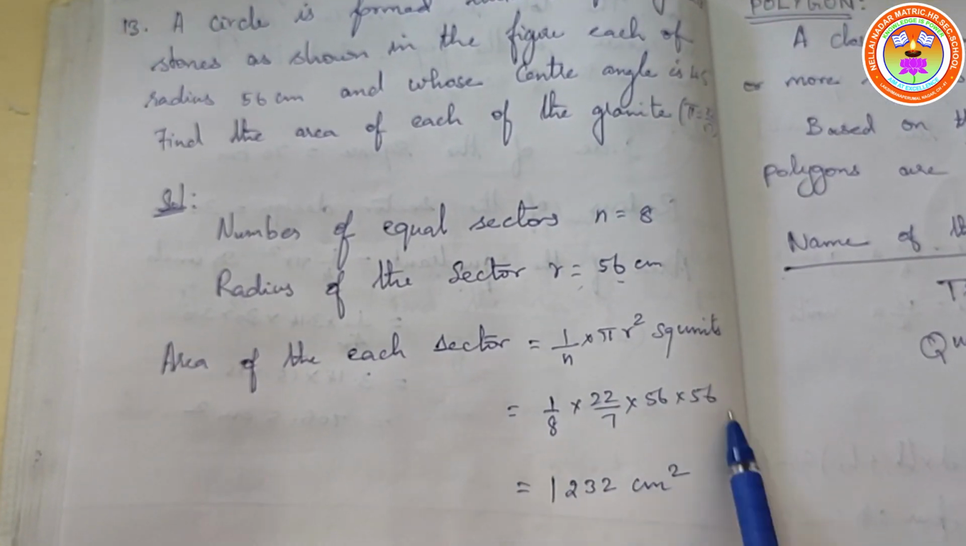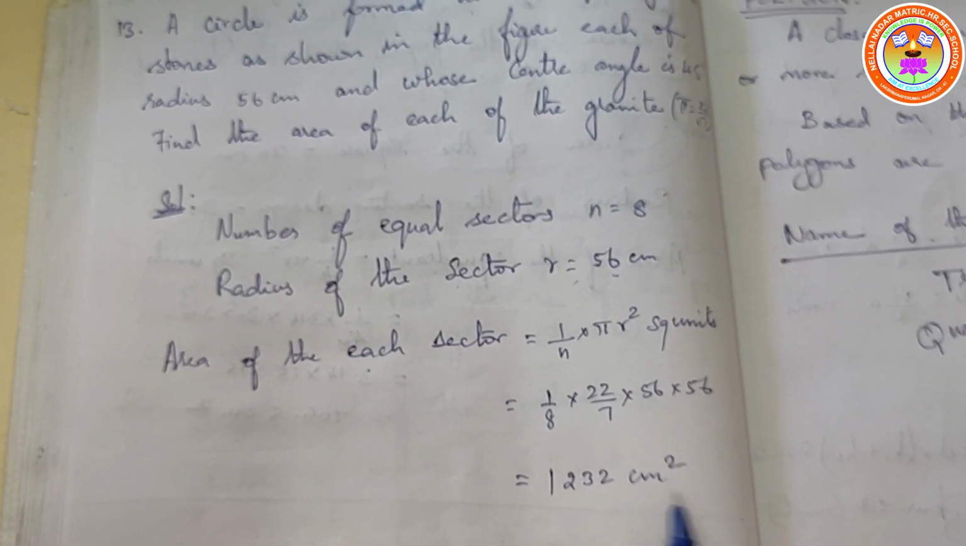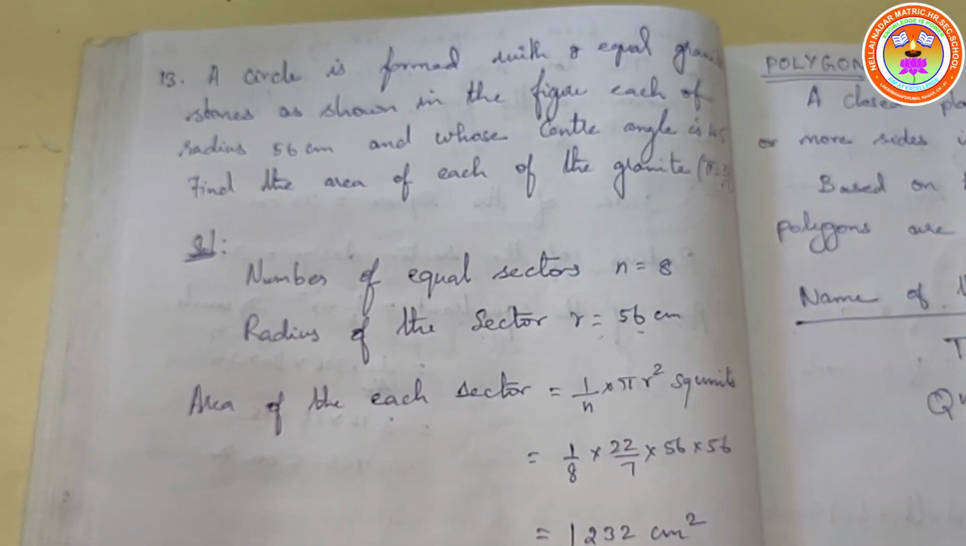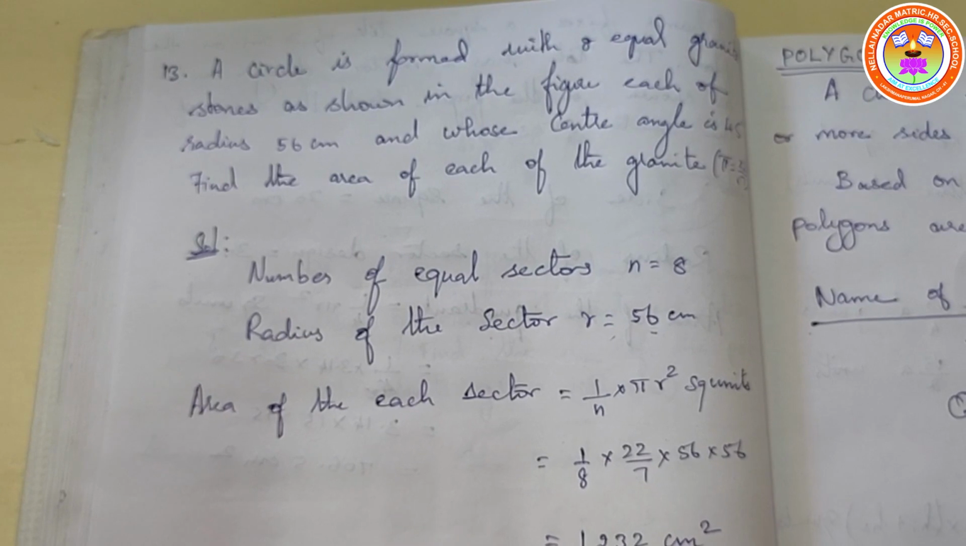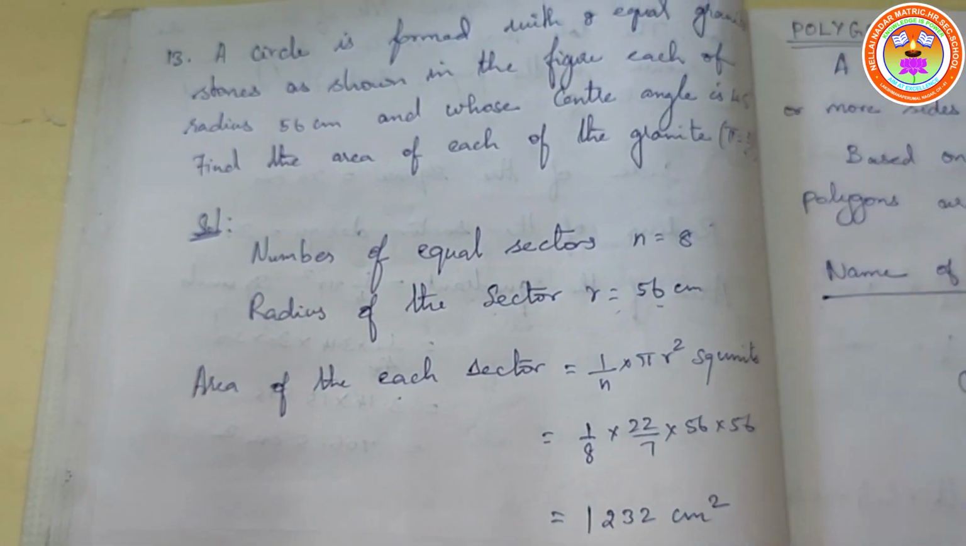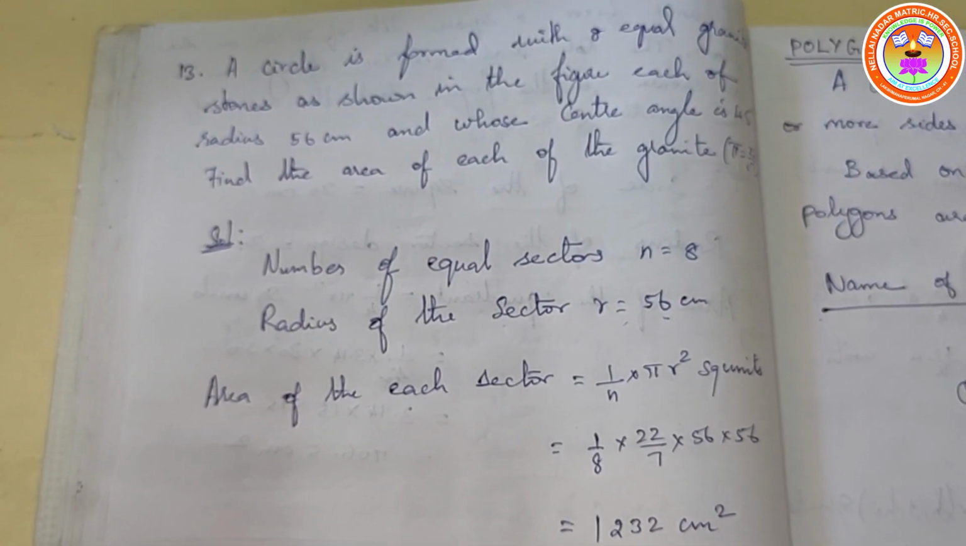If you simplify all the things, you will get 1232 centimeter square. The calculation part you can do on your own, then only you can improve your calculations. Are you able to understand, students? Like this, what I wrote here, like this only you have to write it in your note. So this exercise gets over.